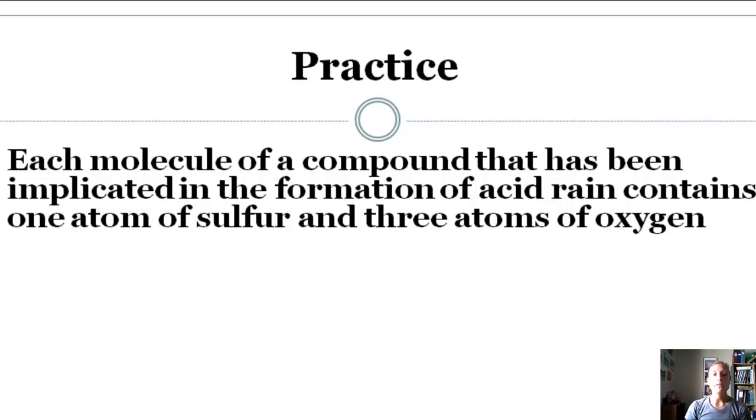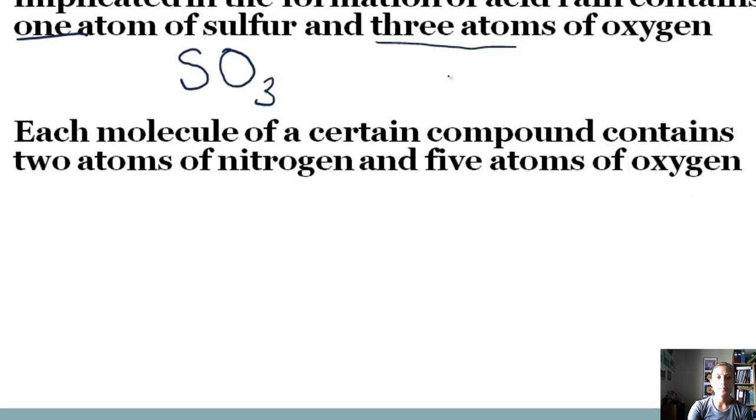It says each molecule of a compound that has been implicated in the formation of acid rain contains 1 atom of sulfur and 3 atoms of oxygen. Now right now we're not going to worry about the order of the elements. I would just put them in whatever order that they're written. Since sulfur is written first, we're going to put S because that's our symbol for sulfur. You can find all these symbols on the periodic table. Because there's 1 of them, I'm not going to put a subscript. And then I've got 3 atoms of oxygen, so I'm going to put my symbol for oxygen and put my subscript of 3 representing the 3 atoms.